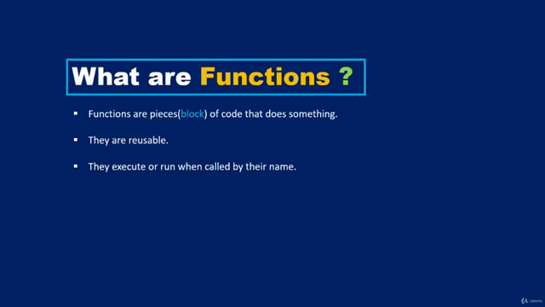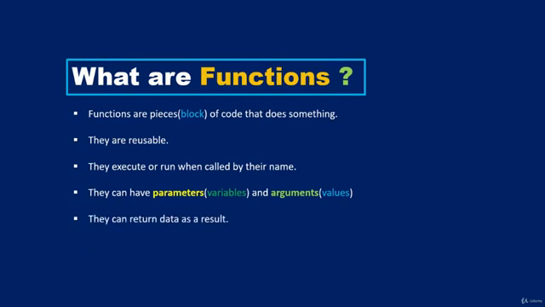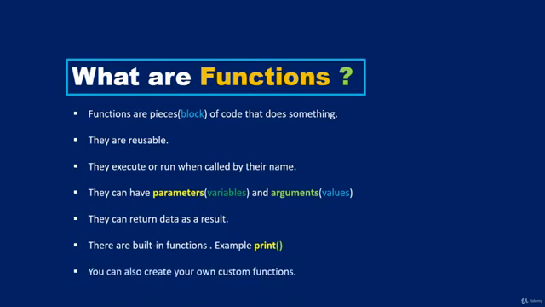And also when you are calling or executing the functions, you have to call it and supply arguments. The arguments are referred to as values. Functions can return data as a result. There are several types of functions. There are built-in functions and there are also user-defined functions. An example of a built-in function is the print function, which you can use to print stuff or data on the screen. And then you have your own, which are user-created custom functions. They're also referred to as custom functions.